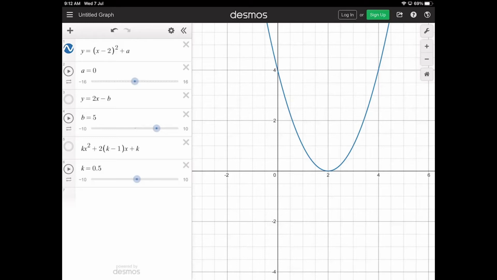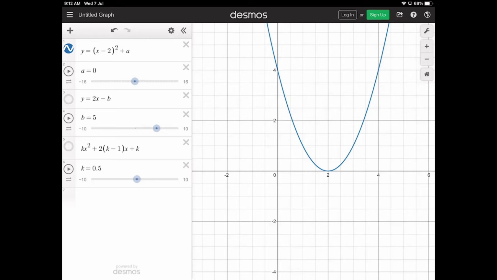Let's just have a look at this first example. I've got a equal to 0, and if I asked you to tell me how many solutions this graph has, you can quite clearly see that we have one solution. It happens to be at the turning point of this parabola. And it's not actually one solution, it's two solutions that just have exactly the same value, okay?